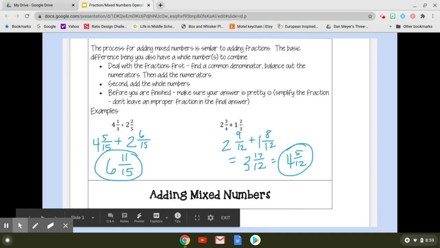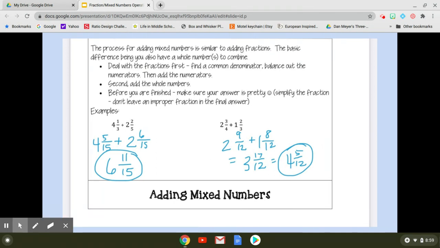When we add mixed numbers, it's real similar to adding a fraction. So the difference is you actually just have a whole number to combine as well as the fraction. So the first thing you need to do is find a common denominator. Secondly, we add the whole numbers and then make sure that your fraction is simplified if it can be, or don't leave an improper fraction in the final answer.